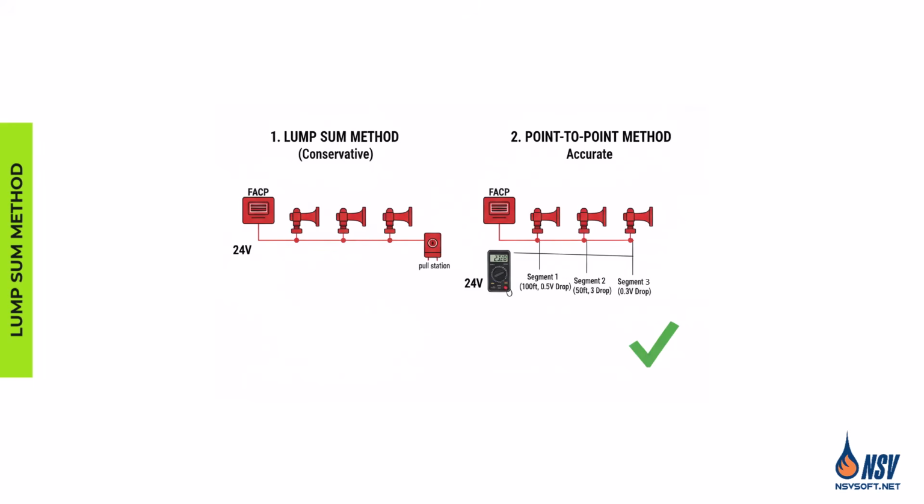Now remember, you can also perform this calculation for each individual segment of wire and each device on the circuit. This is known as the point-to-point method. It is a more accurate approach because it allows you to break down the circuit and identify exactly where the circuit should end due to voltage drop limitations.